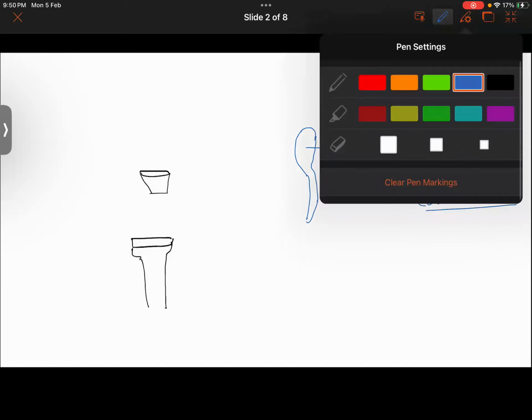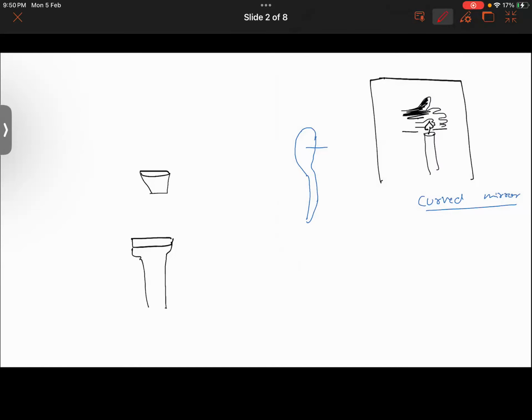Yes, Abu. What were the two different types of curved mirrors? Yes, sir. There were two types of mirrors. One was mainly the concave mirror, and the other one is the convex mirror. Okay, now. So that is the thing over here.